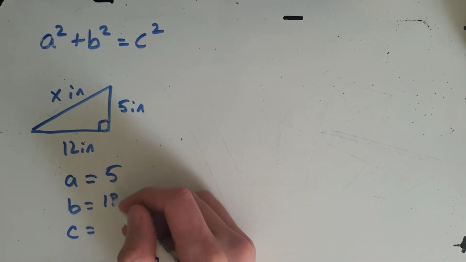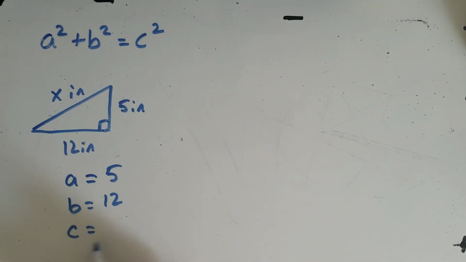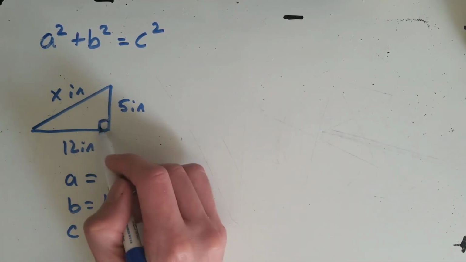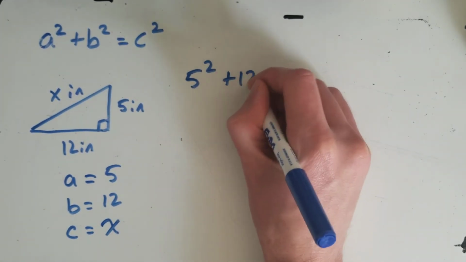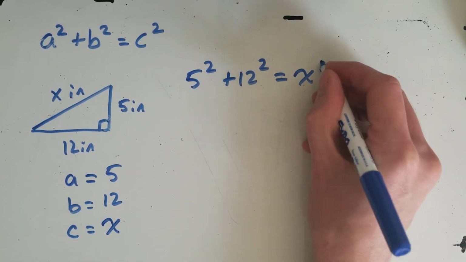And these you could switch back and forth, that's fine. They're just going to switch places over here. But the hypotenuse, you have to have the right value. And in this case, we don't know what the hypotenuse is, it's x. That's the last side across from the right angle. So we know 5 squared plus 12 squared, those are your two legs, equals the hypotenuse squared.